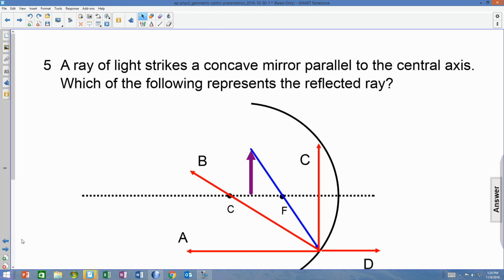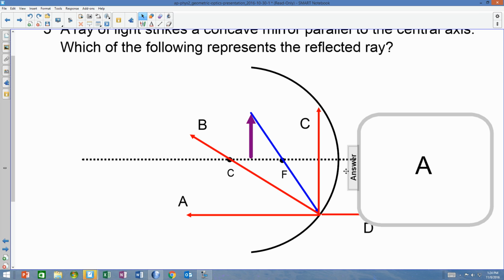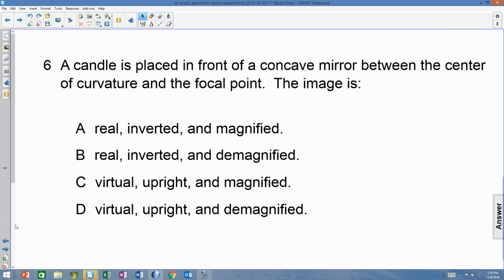A ray of light strikes a concave mirror parallel to the principal axis. Which of the following represents the reflected ray? Okay, hopefully you picked A. A candle is placed in front of a concave mirror between the center of curvature and the focal point. Describe the image. Is it real inverted magnified, real inverted demagnified, virtual upright magnified, or virtual upright demagnified? Okay, so let's check your answer. Hopefully you chose A.